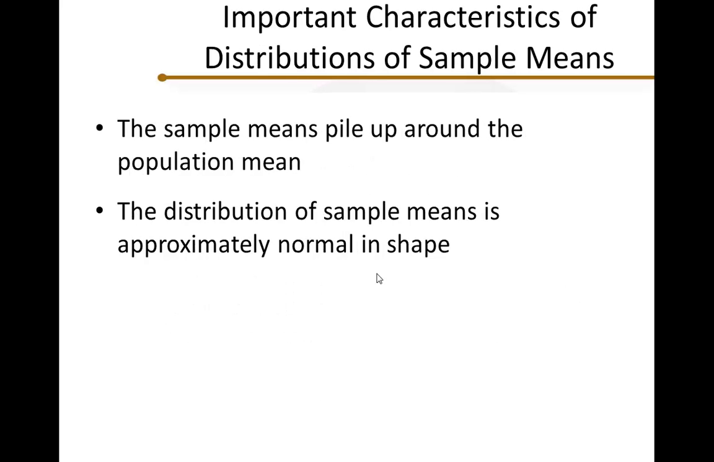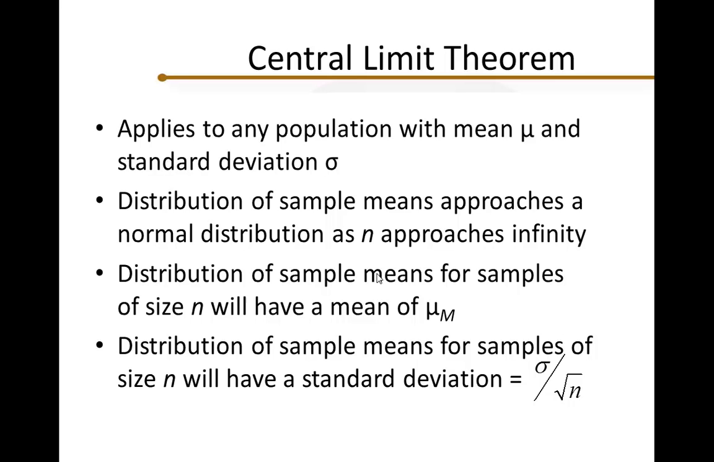The sample means pile up around the population mean. If we have a true random sample, then most of the time our sample mean is going to be similar to the population mean. So this distribution makes a normal distribution shape. And the key concept to this is called the central limit theorem. It applies to any population with a mean and a standard deviation.